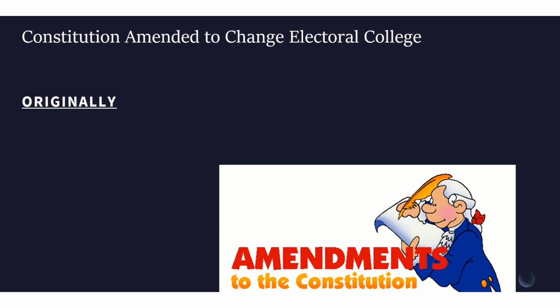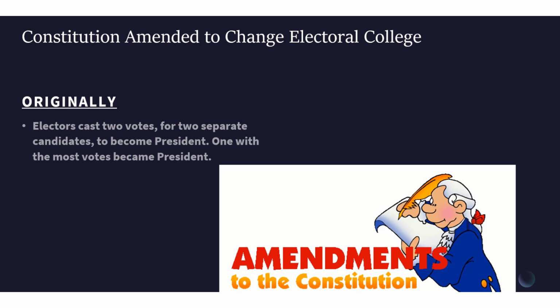So let's say a couple other things about the Electoral College and what the Constitution has to say. Originally, in the Constitution, every person designated as an elector. An elector is actually a human being, and the Electoral College is just a group of people. So electors cast two votes originally for two separate candidates to become president. The one with the most votes became president.